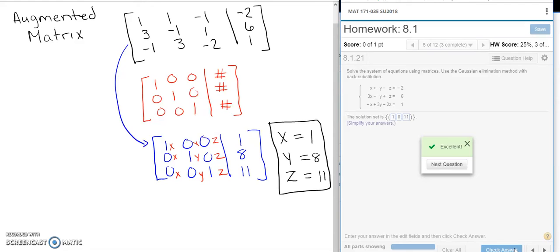Okay? So, again, that's RREF, and it takes your matrix and it puts it in this format so that you can get your answers. Okay? All right, if you have any questions, please let me know.